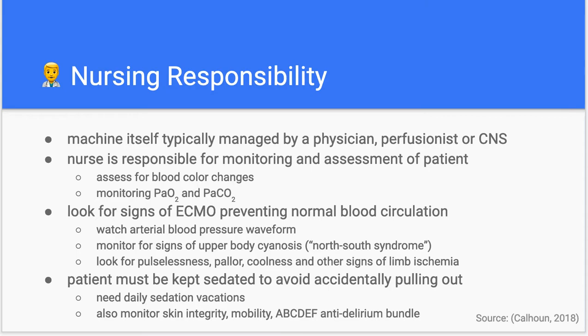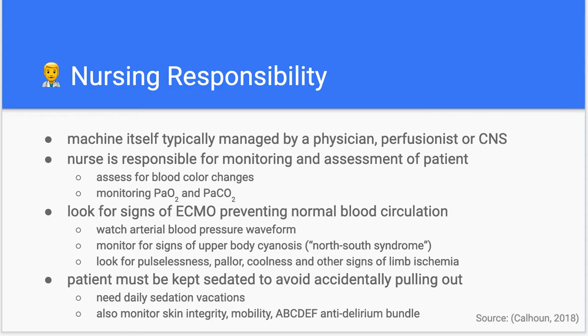Another important thing for the nurse to assess when their patient's on ECMO is looking for blood color changes. So normally we'd expect the venous blood that's being pulled out of the body to be more of a dark red, kind of that venous color, and then as it's being reintroduced to the body, coming out of the ECMO machine, it's been reoxygenated, so we'd expect it to look brighter red, that arterial red color.